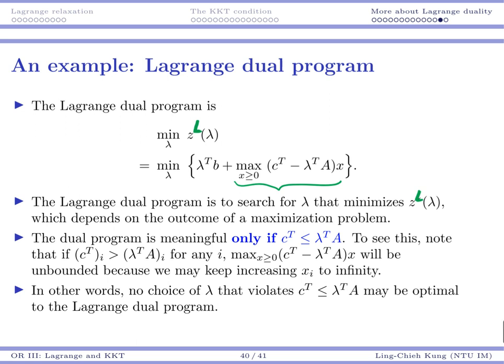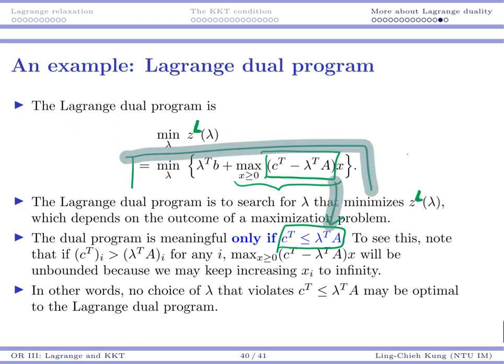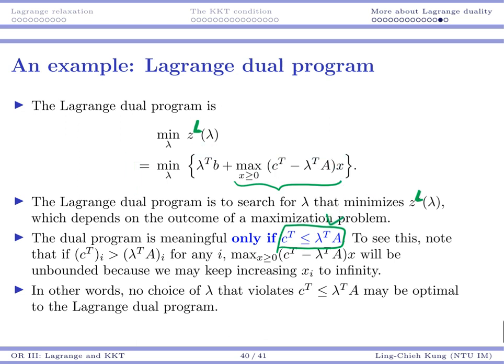Okay, so now is the interesting part. Our dual program here is meaningful only if c transpose is less than or equal to lambda transpose A, only if this guy satisfies this. Why is that? Well, let's take a look at this particular maximization problem.